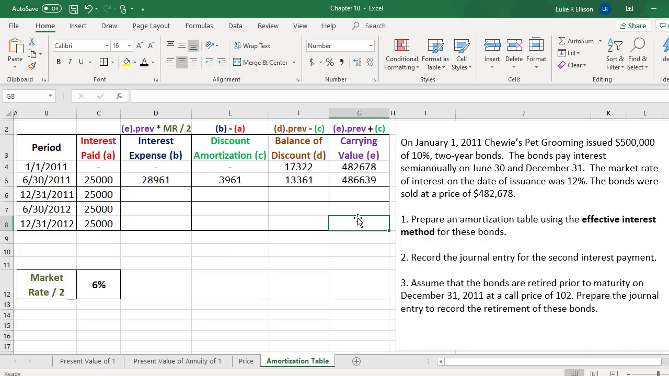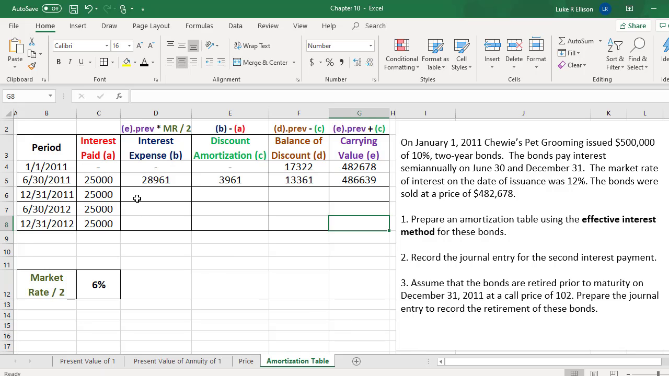Now, if you had a premium, it would be a little bit different. You'd have a value here which would be higher than 500,000, let's say 520,000, and then it would be decreasing, decreasing, decreasing until it got to $500,000. So the key is your discount is going to be approaching 0, and your carrying value is going to be approaching $500,000.